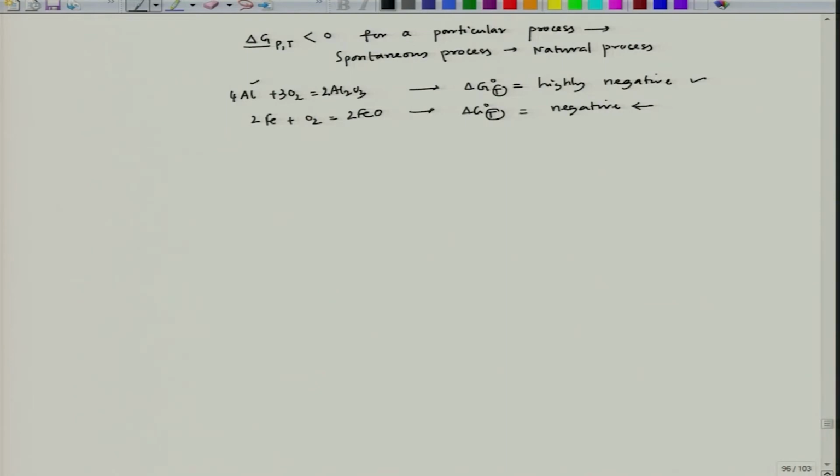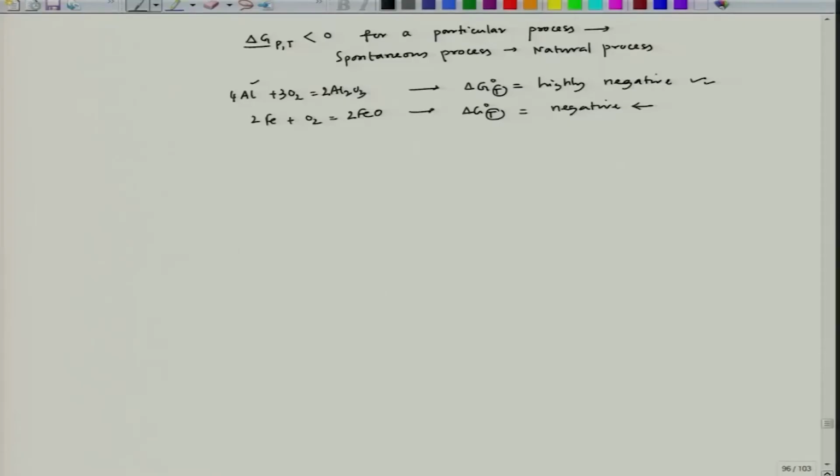So, if we keep iron and aluminum at a particular temperature in the presence of oxygen at 1 atmosphere pressure, then aluminum would get oxidized quickly, because it has a very high tendency to get oxidized, because its free energy change for oxidation is highly negative. That comparison will come later when we talk about the Ellingham diagram, but at least we can see that this gaseous oxidation is a spontaneous process.